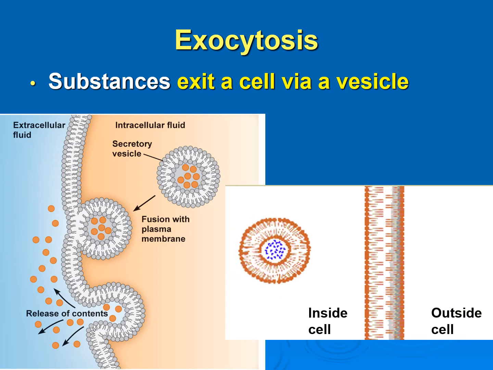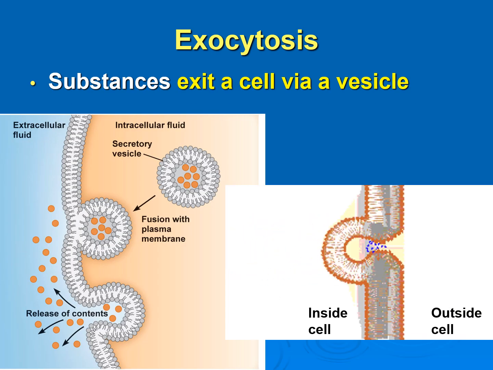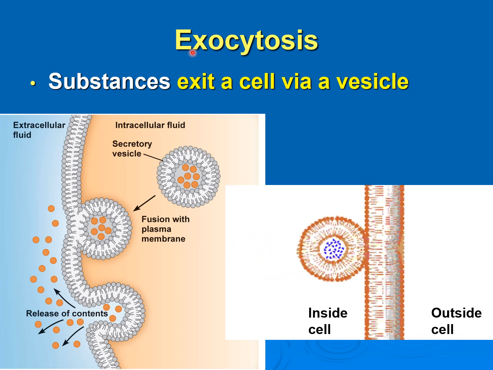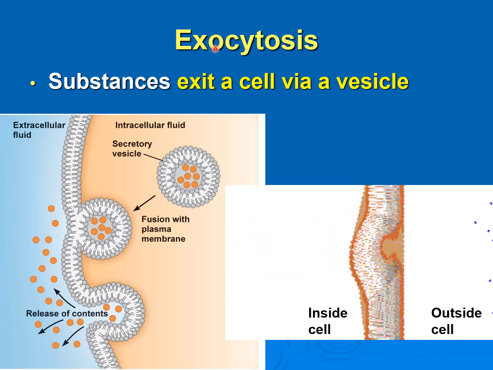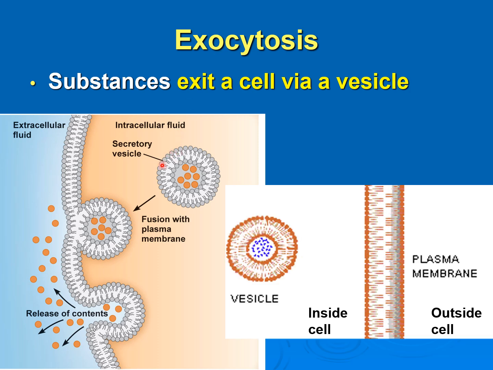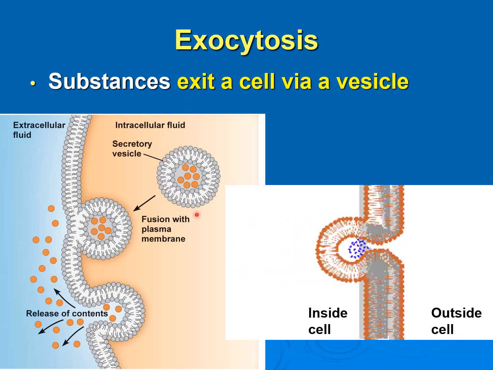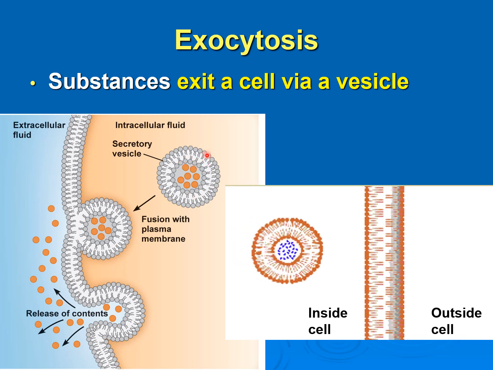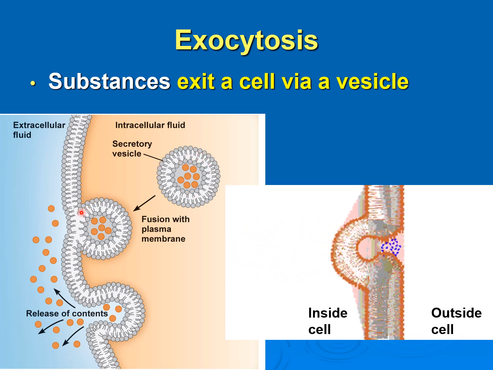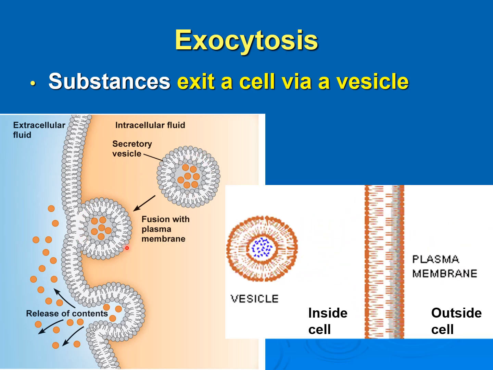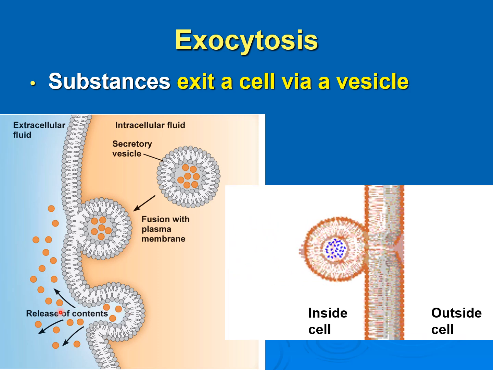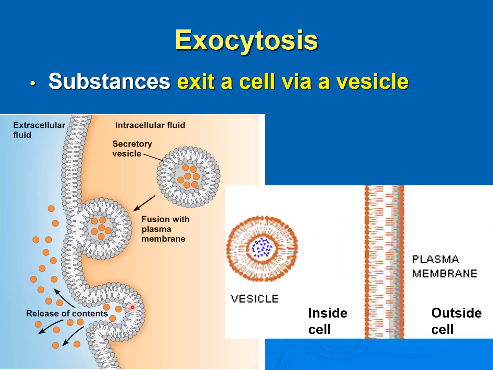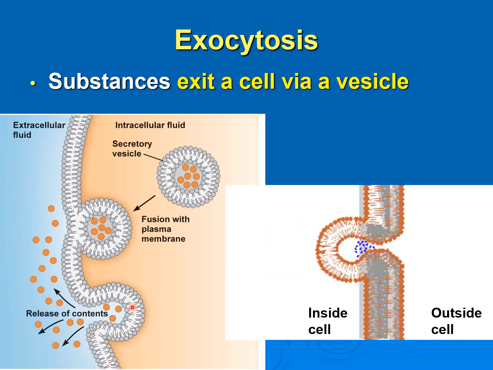And then exocytosis is just the opposite. So exo means outside, or I just remember X for exit. This is where we're going to take a little vesicle, a little membrane-bound sac filled with something inside the cell, and it'll come up and fuse with the plasma membrane and then release its contents to the outside of the cell. Okay, so this is exocytosis.